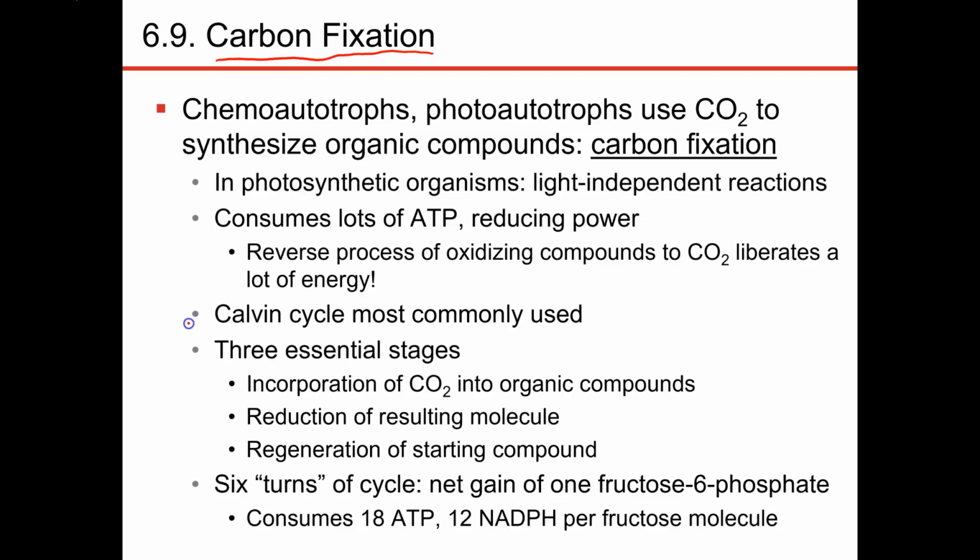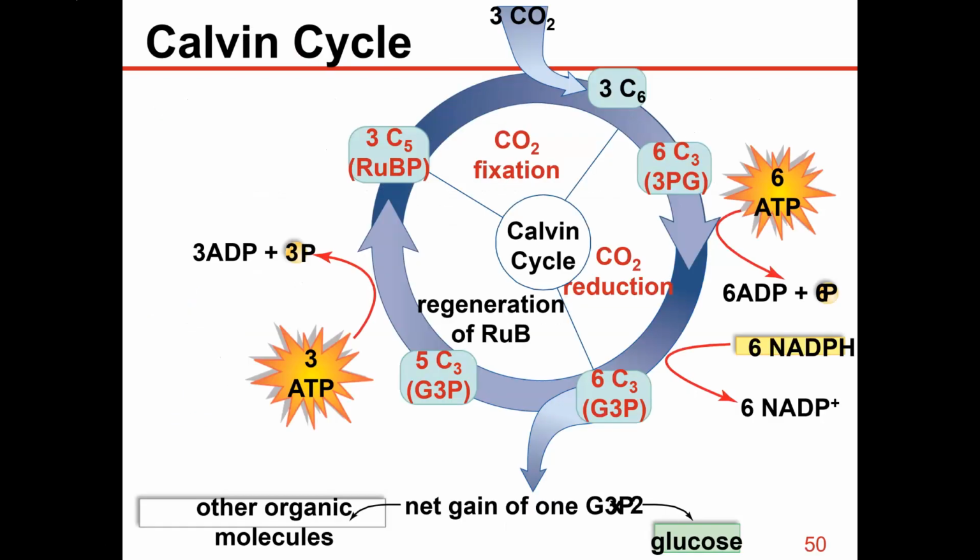So in general, the Calvin cycle is how we produce this, and we're going to first take carbon dioxide and fix it. We then reduce it, and thirdly, we regenerate the original compound. So this is a cycle, which means you start and end with the same materials. So here is the basic Calvin cycle.